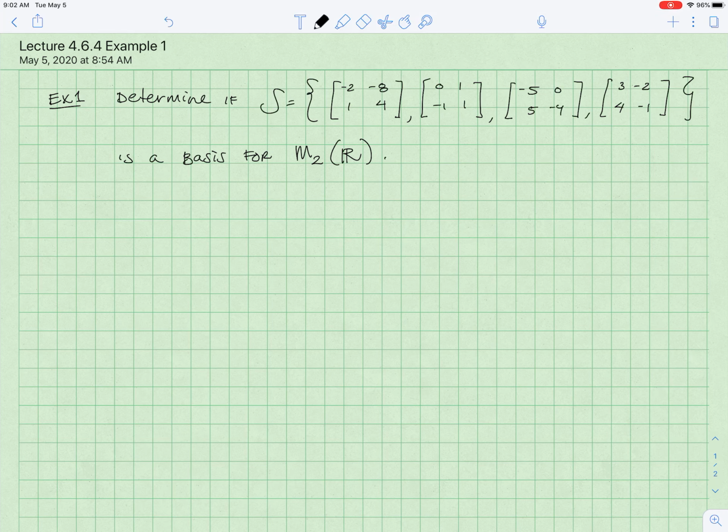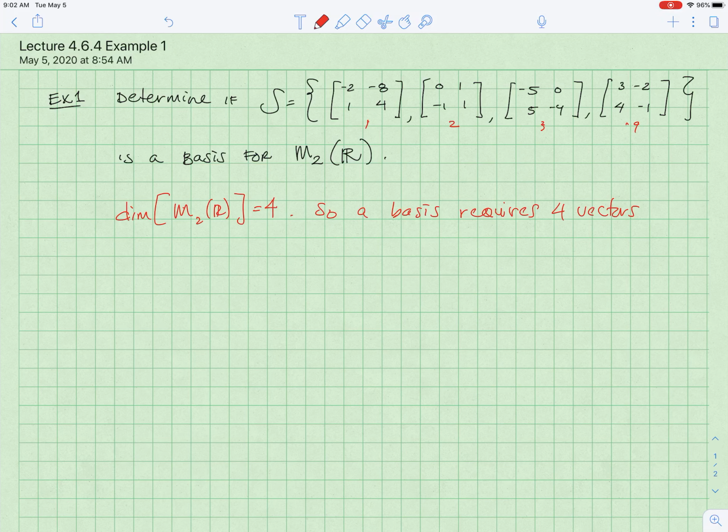In order to show something's a basis, we have to show that it is both a spanning set and linearly independent. But using the ideas from section 4.6.3's video, the basis and dimension theory, we can note right away that the dimension of M2R is 4. So a basis requires 4 vectors, which we actually have here, right? 1, 2, 3, 4 vectors.